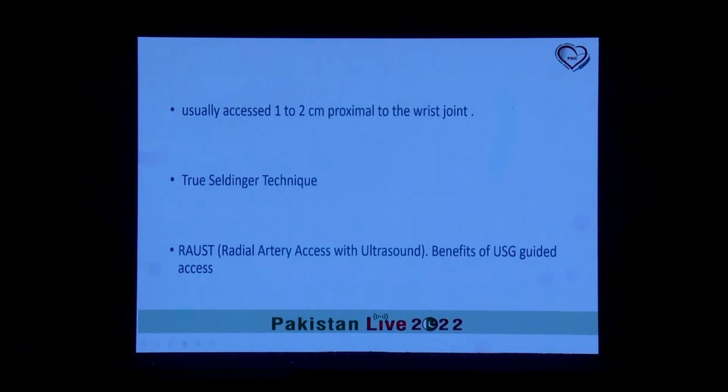Normally, radial artery access is 1 to 2 centimeters proximal to the wrist. The modified Seldinger technique is very good, very helpful. Radial artery access, with the ROST study, there are a lot of benefits and data coming out. Then we should do this radial artery puncture through ultrasound guidance. The success rate is very high, and later on the complications, especially in longer procedures in acute settings like ST elevation MI, are rare.